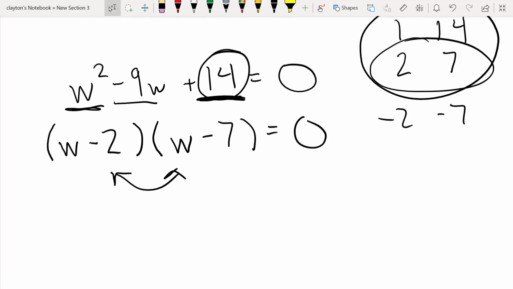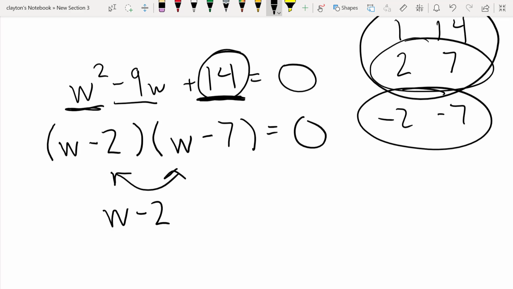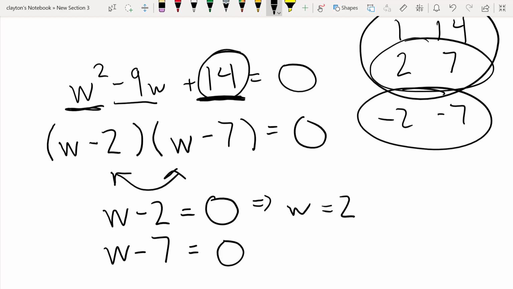Now, we're not quite done with the problem. A very easy mistake to make is to go, well, here's our solutions, w is equal to negative 2 and w is equal to negative 7. What we need to do now is take each one of these individually and set them equal to 0, right? And from this, we will now get w is equal to positive 2 and w is equal to positive 7. So we have two answers.